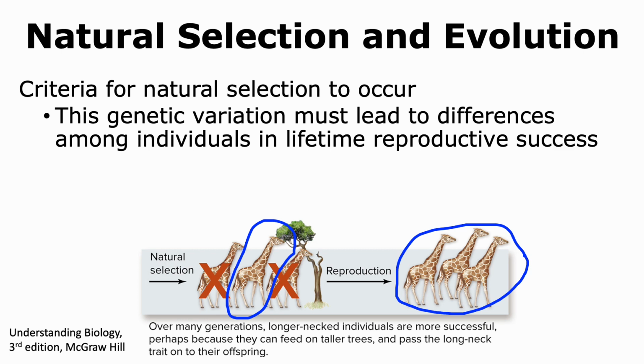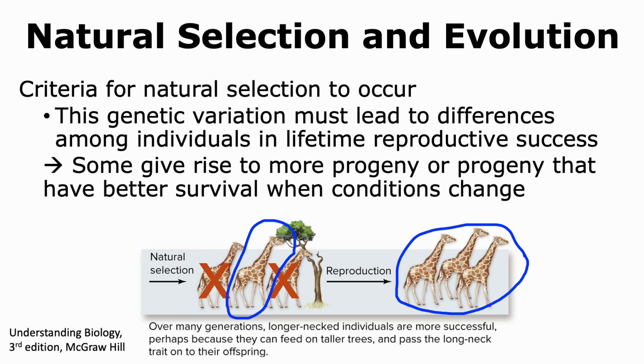And thus, we're able to see that within this population, there are some individuals that are able to give rise to more progeny, or progeny that have better survival, in this instance if they are taller, if the conditions are going to change, like if a drought arises, which causes a decrease in the foliage that is present in the environment.